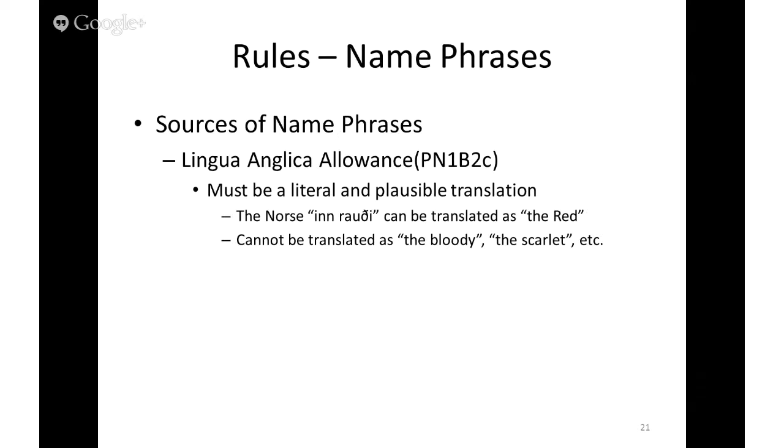And the idea is, if you want to be called Eric the Red, and you call yourself Eric Inraudi, most people will go, what the heck's Inraudi? And that's not the goal. The message you're conveying is that you're Eric the Red. If everyone around you spoke Old Norse, they'd all know what Inraudi means, but in the SCA, most people don't speak Old Norse. So we will allow you to translate it to preserve meaning.